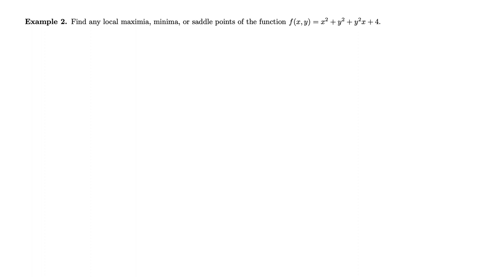All right, so we want to find the local maxima, local minima, and any saddle points of this function. F of x, y is x squared plus y squared x plus 4. Now recall that our candidates for local extrema, or saddle points for that matter, are the points where the gradient is equal to 0. In other words, we want to find the critical points first.